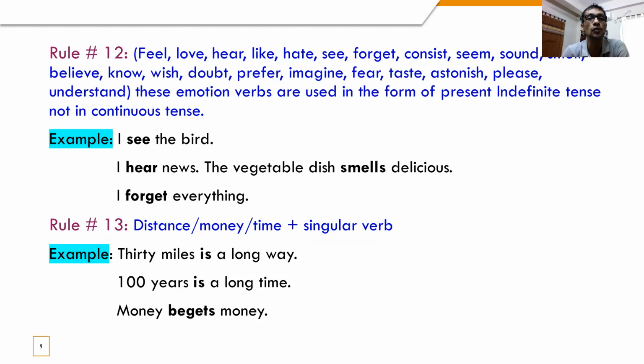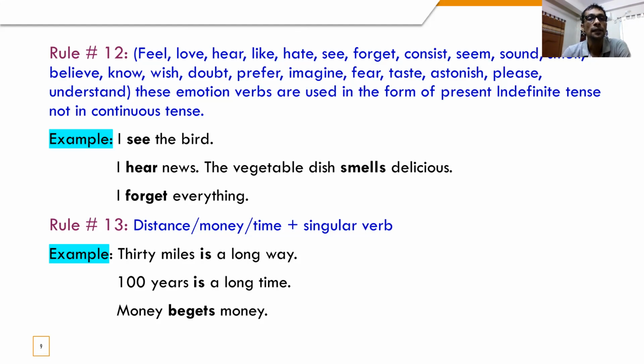You have to use the present indefinite tense. I mean, these verbs must be used in the present indefinite tense. Like, I see the bird, I hear news, the vegetable dish smells delicious, I forget everything. So when you use emotion verbs, they must be used in the present indefinite tense.